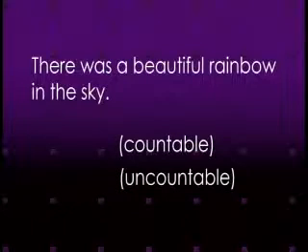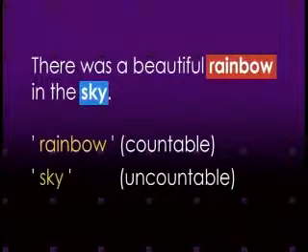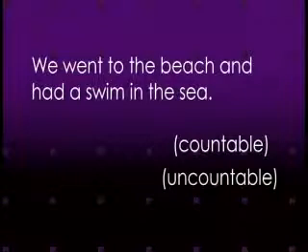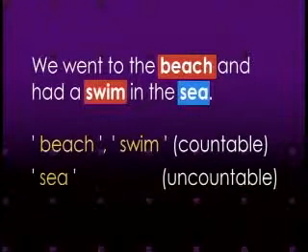Here are some more examples to illustrate the use of countable and uncountable nouns. I will pause between each sentence. See if you can mark which nouns are countable and which are uncountable. There was a beautiful rainbow in the sky. Yes, a rainbow is countable. The sky is uncountable. We went to the beach and had a swim in the sea. The beach and a swim are individual and so are countable. In this case, the sea is used as an uncountable noun.